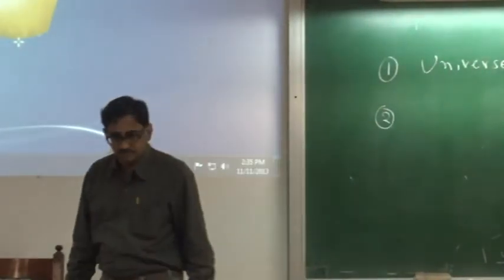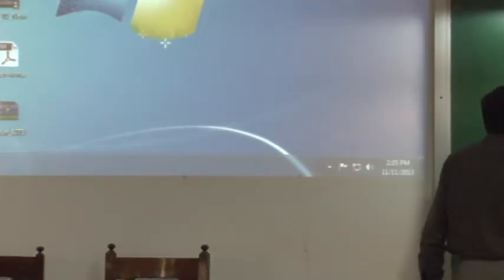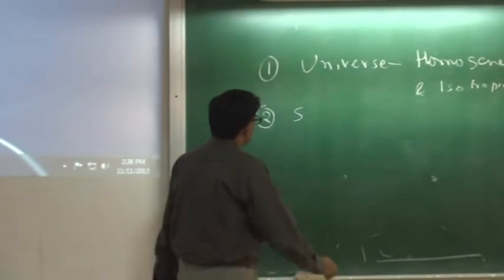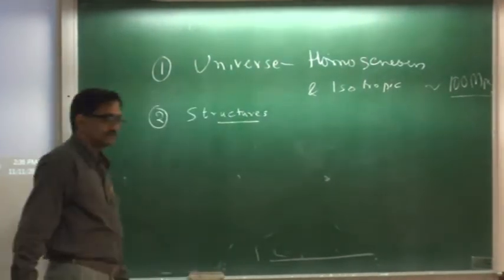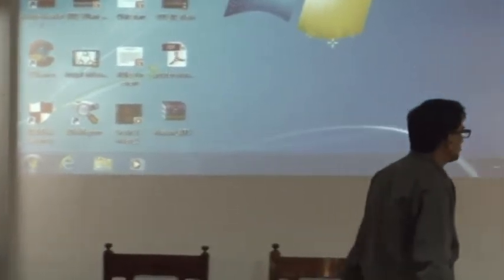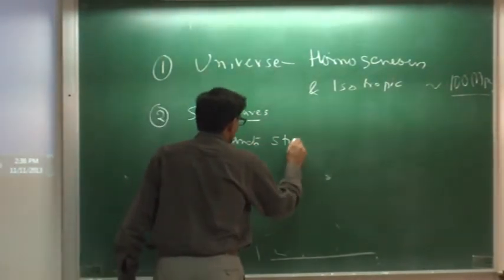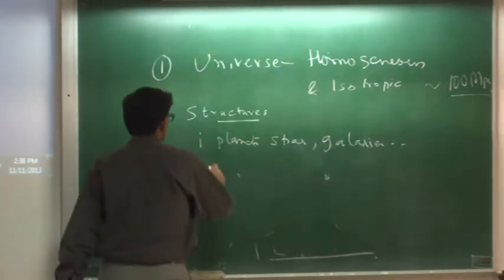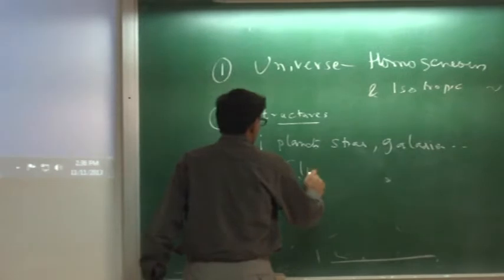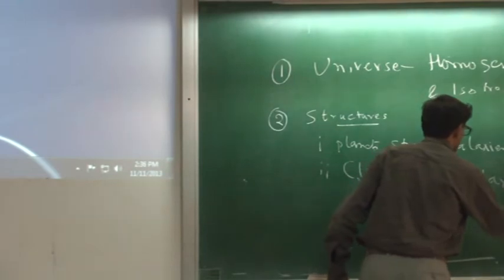Another aspect about the universe is that, within this framework of a homogeneous isotropic universe, we have structures over various scales. Broadly, these structures can be categorized into two types. One is, say, planets, stars, galaxies, etc. And second is clusters of galaxies and larger.